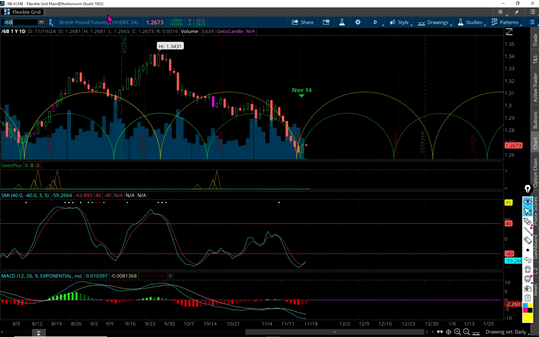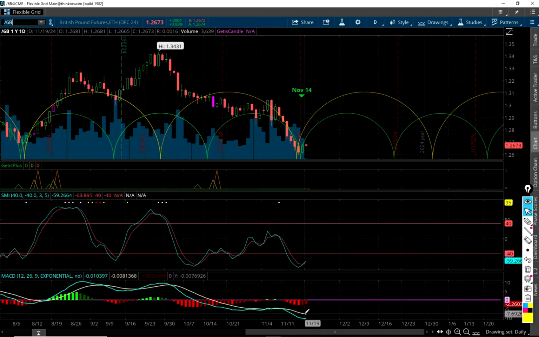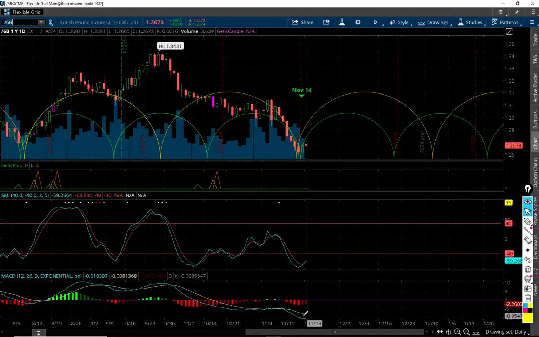I wouldn't trade it long. I don't like trading long with momentum down here. Momentum's got to be positive, then I'll trade it long. Okay, let's look at gold.